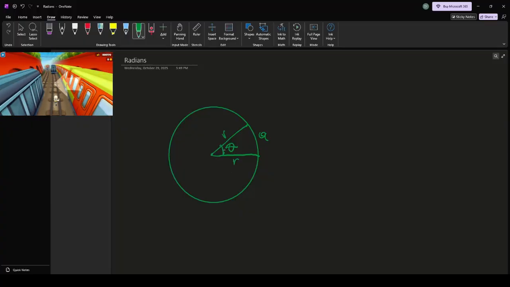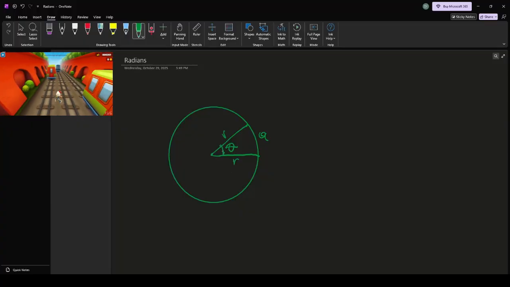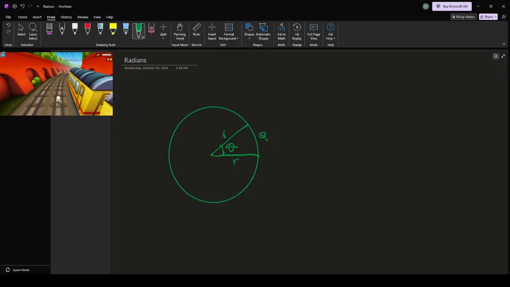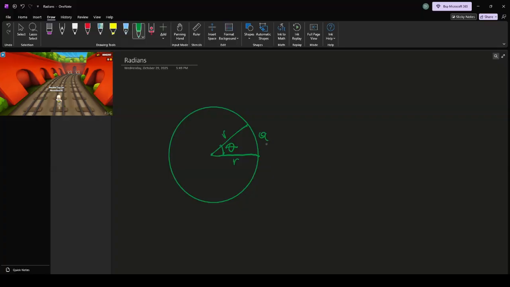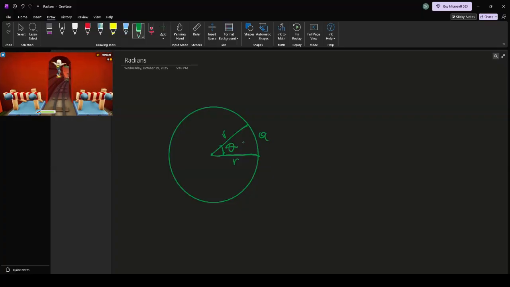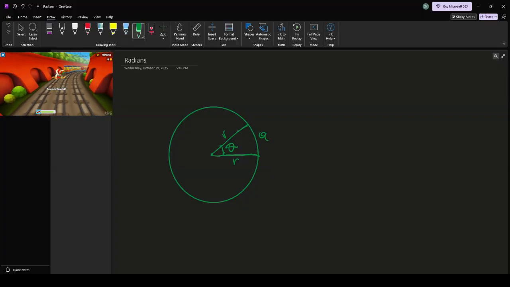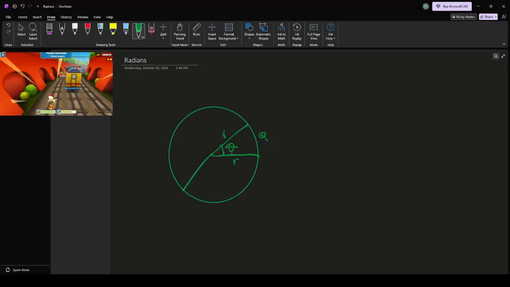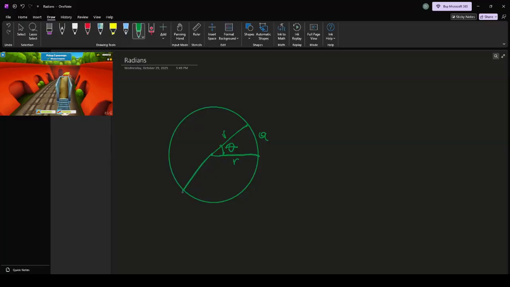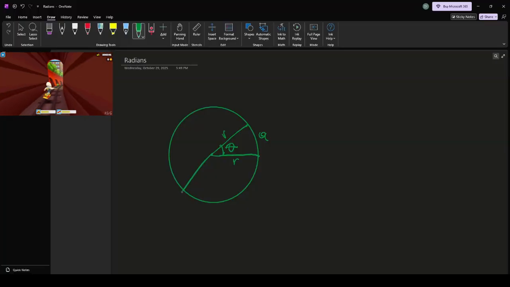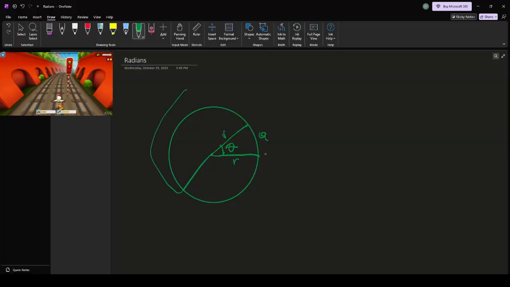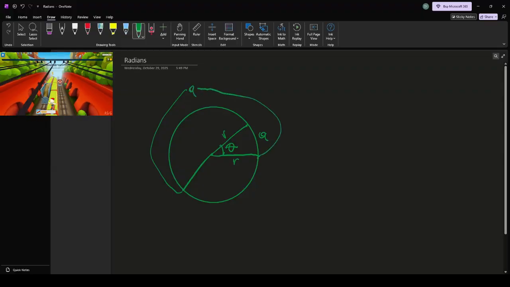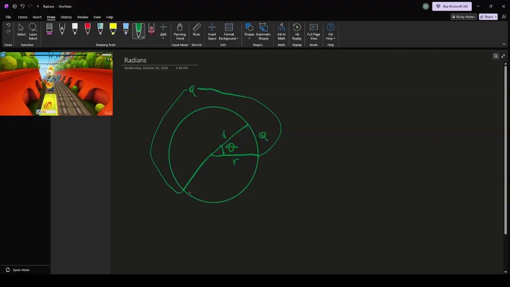A radian is essentially an angle, a different way of measuring angles. And a radian is essentially the relationship between a selected arc length and the radius of a circle. You could also think of it as, say, we take this whole thing as an arc length. We use this whole thing as an arc length.